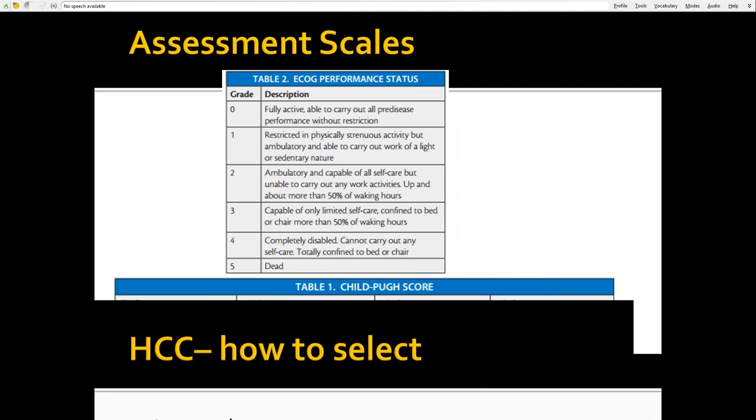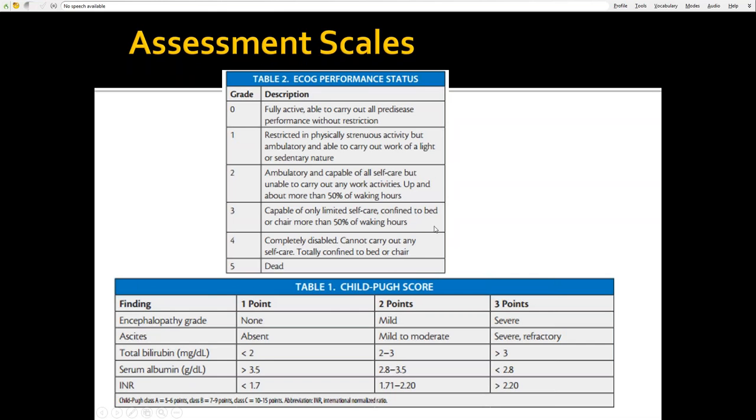How are they functioning? So we use a chart here to go through and get an idea of how the patients are. Ideally your patient's going to be a 0 or a 1 when treating these patients. A 2 you could treat as well, but anything 3 or above, you might want to look more into the palliative type of treatment.